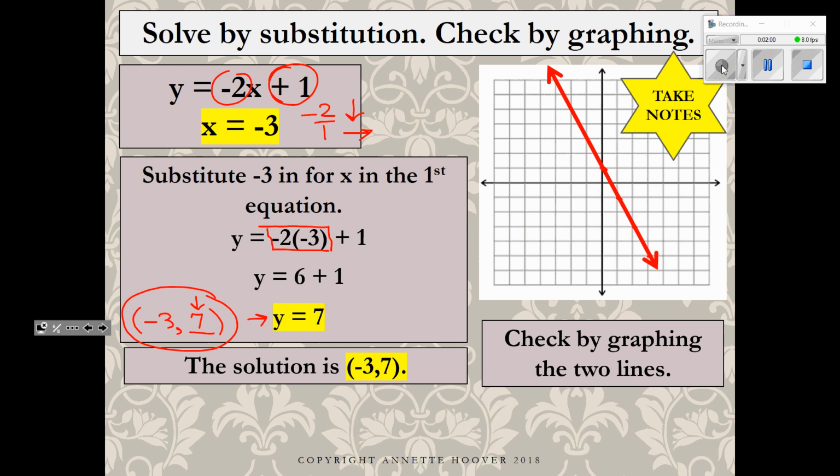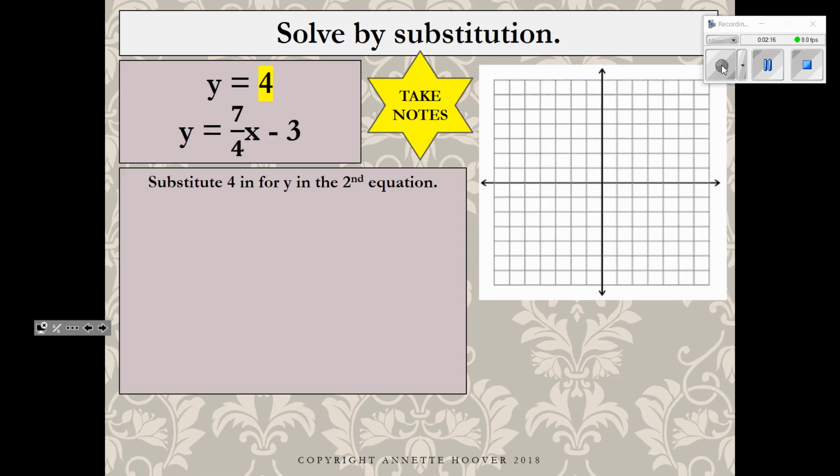The second line is just x is equal to -3. So on the x-axis, we go to -3, and we're going to draw a vertical line through the x-axis. When you do that, you will see that they do indeed cross at (-3, 7). So we looked for the ordered pair, and then we graphed it to see if that's where they crossed. Remember, we're looking for an ordered pair, an x and a y.